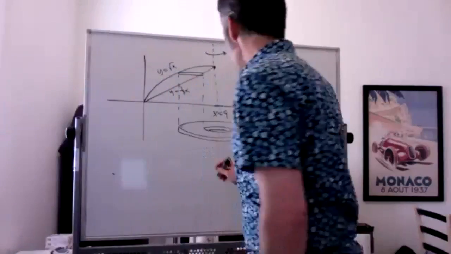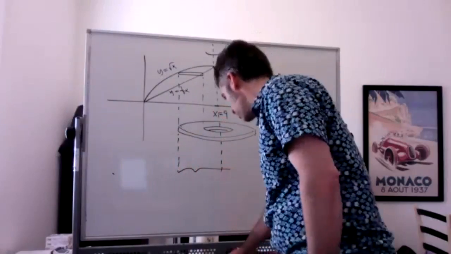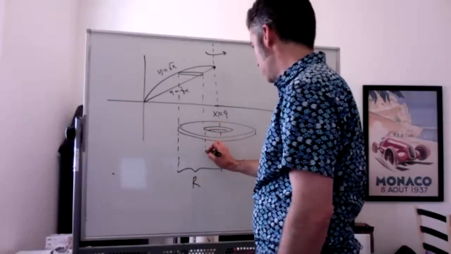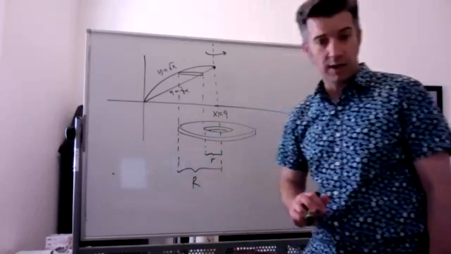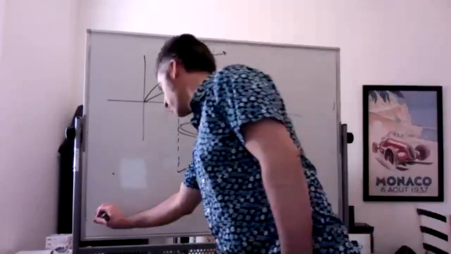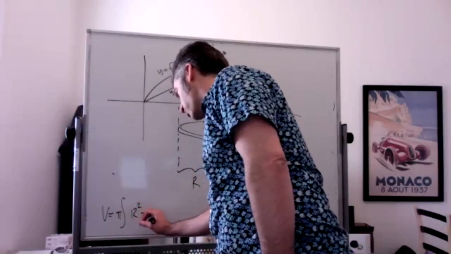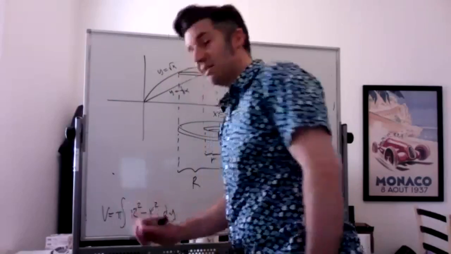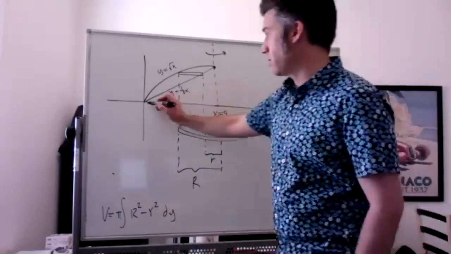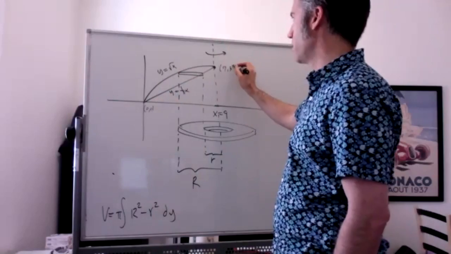And here is my, sorry, that's terrible. There's my larger radius. There's my smaller radius. So using the washer method, the volume is the integral of pi times the big radius squared minus the little radius squared, dy in this case. And again, this was the point 0, 0. This is the point 9, 3.